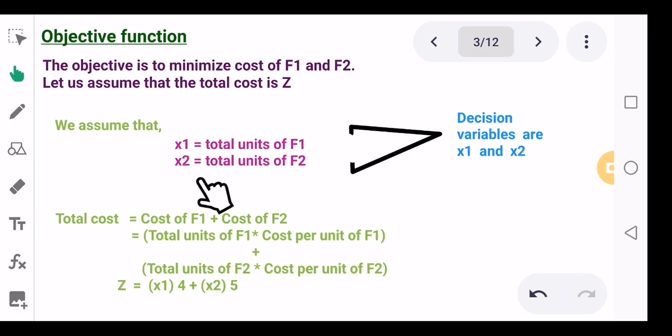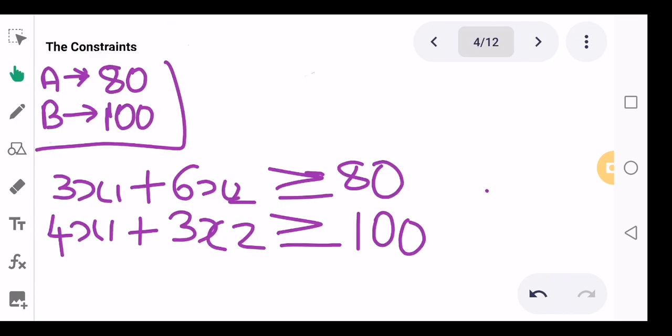And this x1 and x2 are called the decision variables. The equation will be Z = x1 into 4 plus x2 into 5, where x1 is the total units of F1 multiplied by the price per unit of F1, plus the total units of F2 multiplied by the cost per unit of F2. So this is your objective function. Once you're done with the objective function, the next thing is to find your constraints.